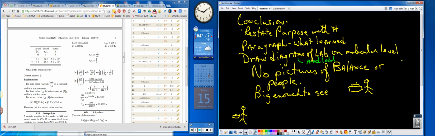So your first statement in the conclusion is the percent sugar in double bubble gum is some number, 12, 15, 25, whatever number you come up with. Okay? So you're going to restate the purpose with the number you just calculated.